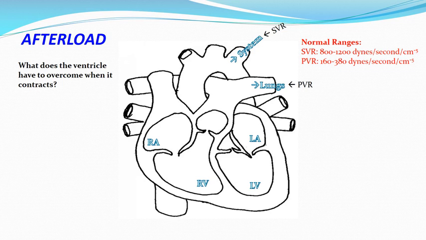SVR and PVR are measured in dynes per second per centimeter to the -5th power. While it's not essential that you memorize this unit of measurement, just notice that a normal SVR is much higher than a PVR. So why do you think this is? Now remember, you have arterial pressure, your blood pressure in your arterial system, and that's what your left ventricle has to overcome. All of that blood pressure is afterload in a sense. It's pressure that your left ventricle has to overcome to get blood out of the heart.